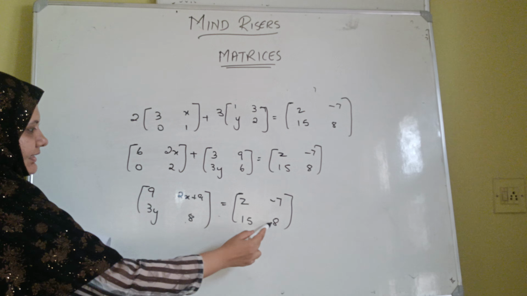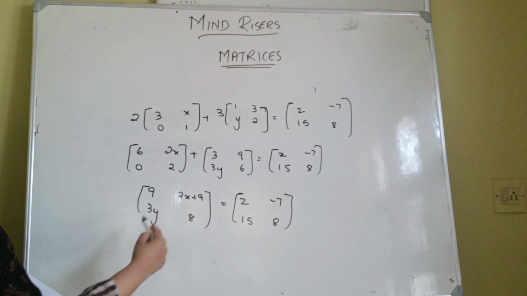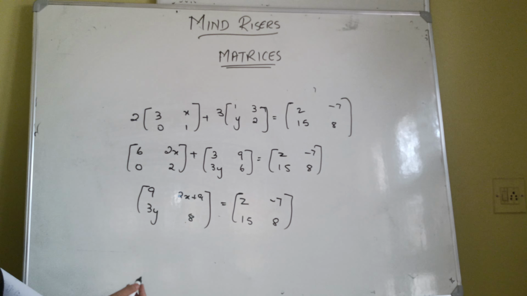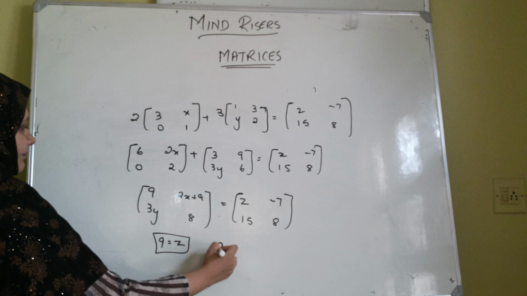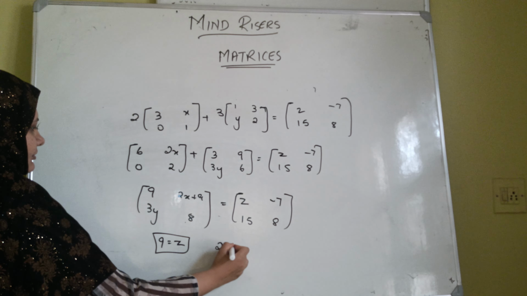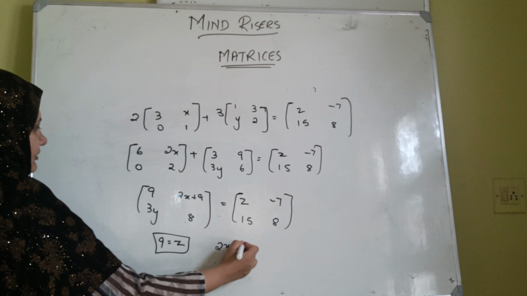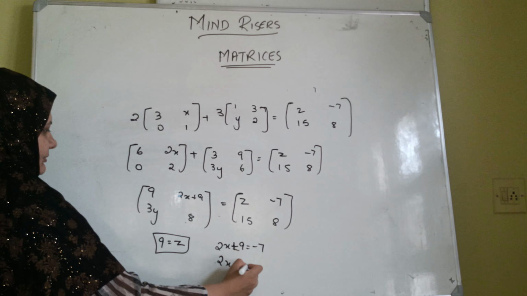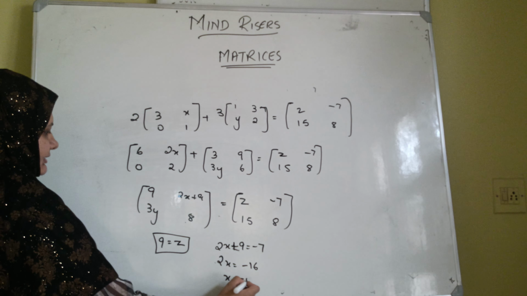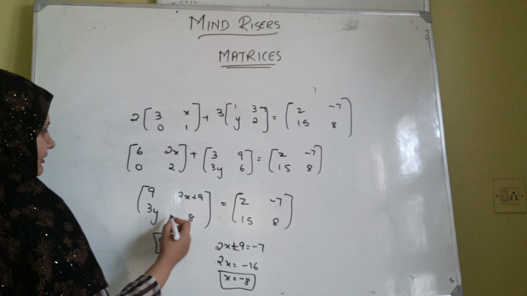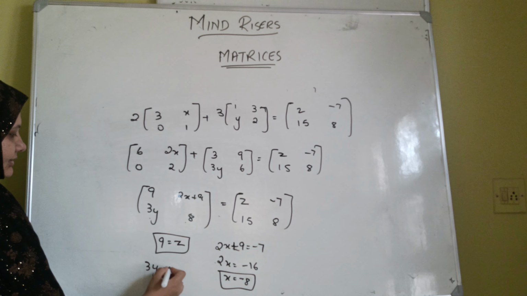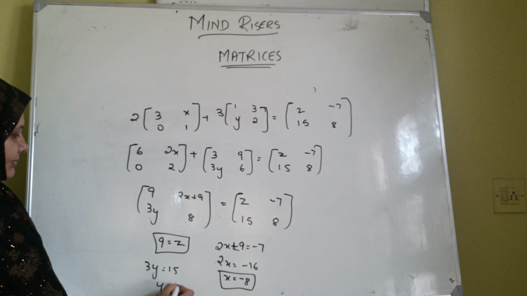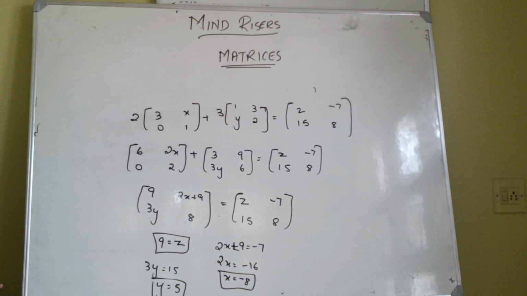Okay, so as you can see, this 8 and 8 is matching. Now we have to equate the rest of the elements to find the variables. So 9 is equal to z. So we've got the value of z. 2x plus 9 is equal to -7. So 2x will be -9 minus 7, which is -16. So x is -8. Whereas y, so 3y is 15 given. So y will be 5.